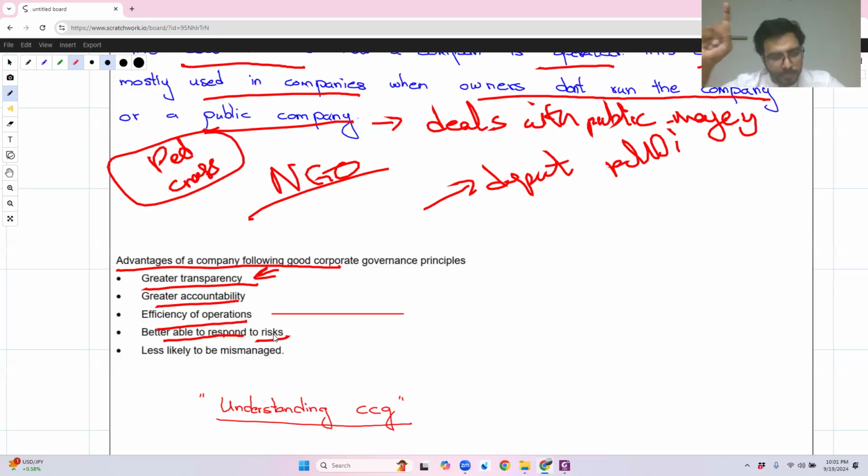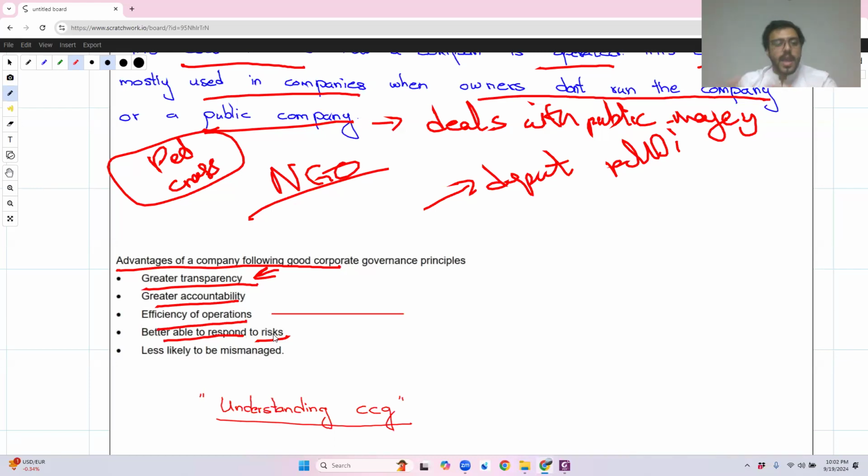That is the correct definition. If you say that the CCG was made to make sure that the non-executives and executives can run the company properly, no, that is not the definition. Well, that is another angle of CCG, but that is the secondary concern. CCG's primary concern was never to make sure that the non-executives and executives can run the company properly. Its primary aim was to make sure that the company is being run in the best interest of the shareholders themselves.